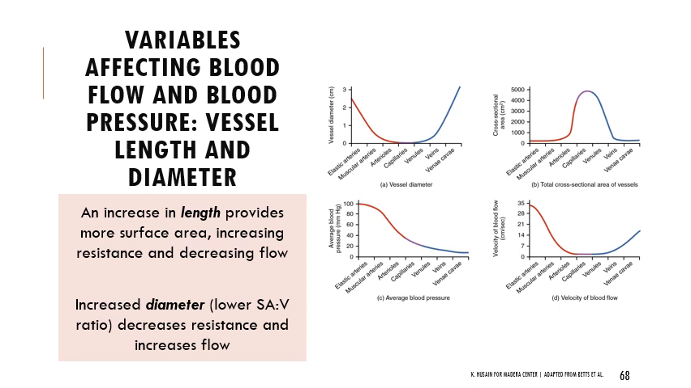So a slowing down of flow is important when you're trying to accomplish exchange, but then as you get deoxygenated blood and you're trying to make its way back to the heart, you start increasing the vessel size and increasing flow in order to keep things moving.